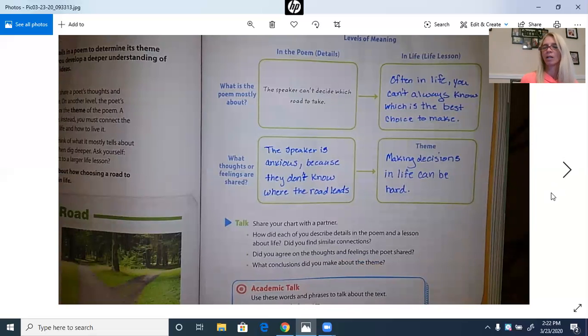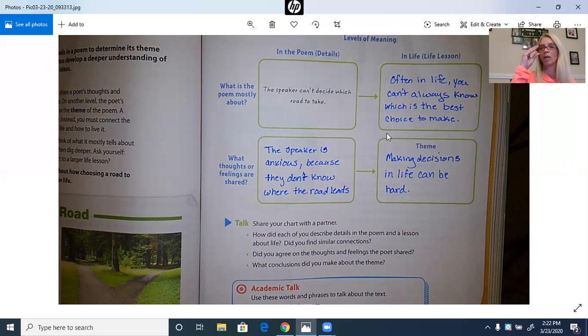Making decisions in life can be hard. Because here he's saying you can't always know what's the best choice. And here he's anxious. This morning we talked about being anxious, being worried, because they don't know where the roads go. Sometimes you have to make a decision and it can be hard and you don't know where it's going to lead, but in the end, you'll find out, right?